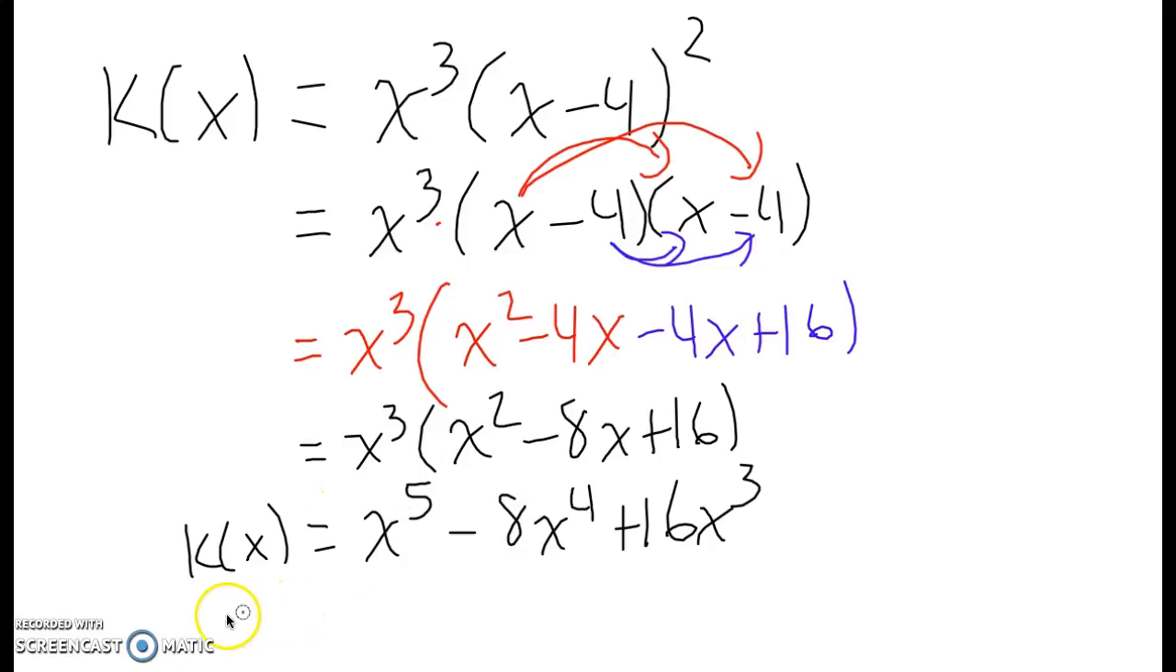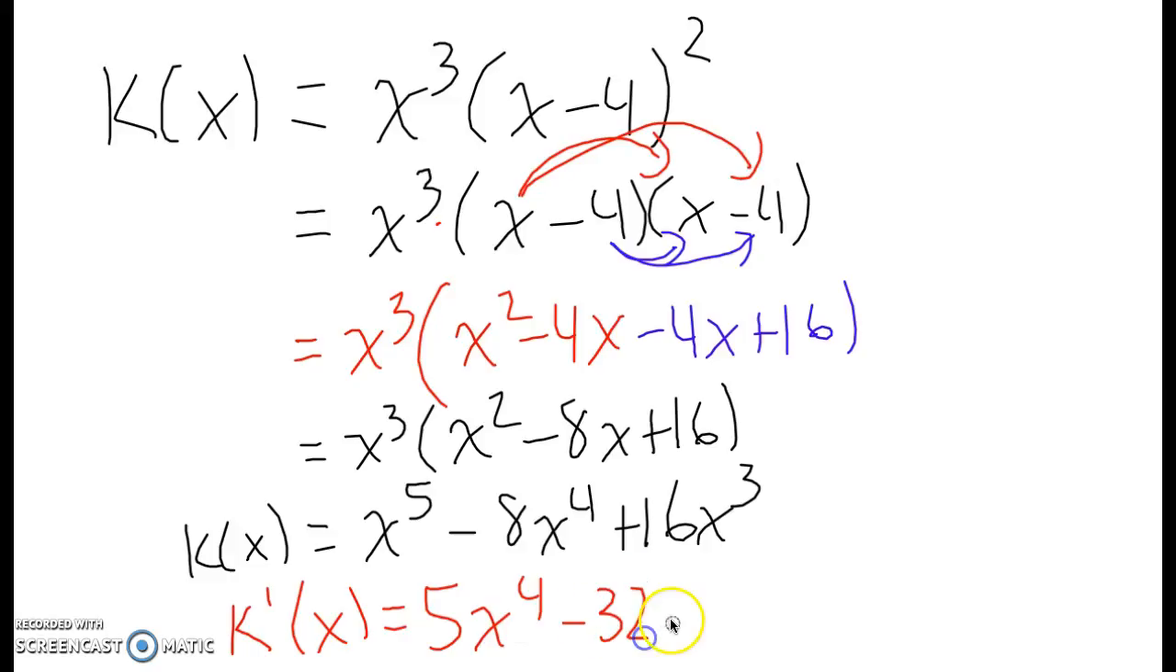Now that I have that, if I want to take the derivative, k prime of x is equal to 5x to the 4th minus 32x cubed plus 48x squared, and there's my derivative.